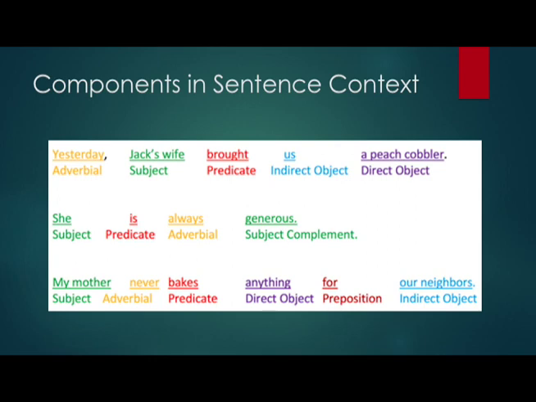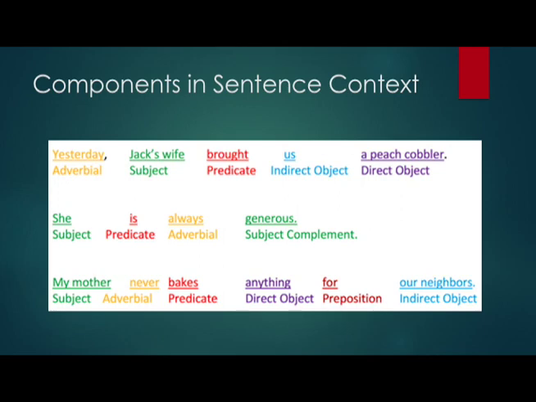Okay. Final one, my mother never bakes anything for our neighbors. So here, in this case, my mother is the subject. Bakes is the predicate, the verb. Okay. The direct object is anything. Okay. Never means that she doesn't ever do it. This could have been seldom, rarely, hardly ever. Okay, so that's what the adverbial modifies here, how often she does it.